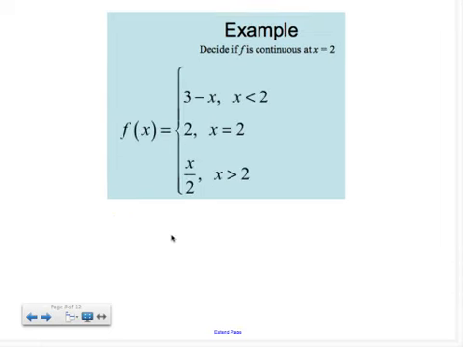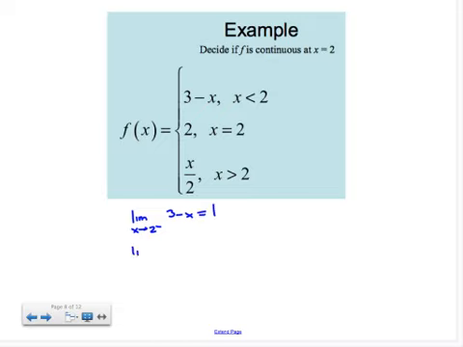Next example. Decide if f is continuous at x equals 2. Okay, so I need to check three things and see if they're all equal to each other. The limit as x goes to 2 from the left of f of x. In this case, we'll use 3 minus x. We do a plug-in and we get a limit of 1.